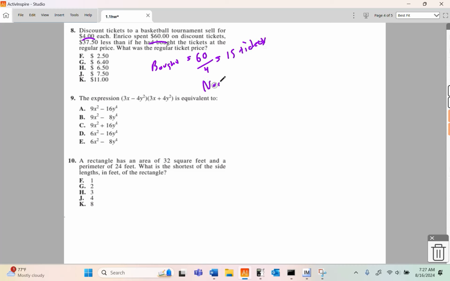A normal price is going to be 60 plus $37.50, $97.50. So if I just take $97.50 and divide it by the number of tickets he bought, 15, I should get the price. And that's $6.50.